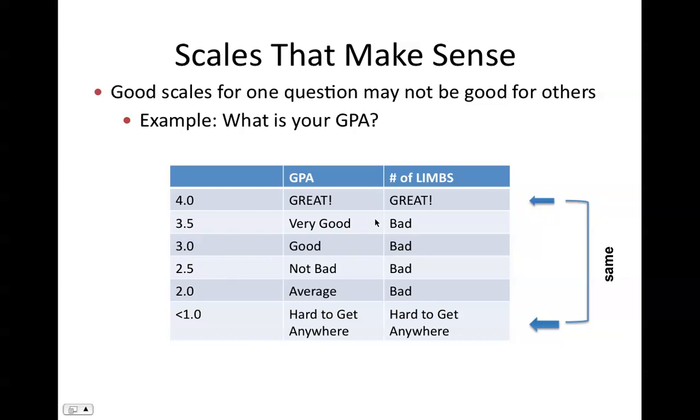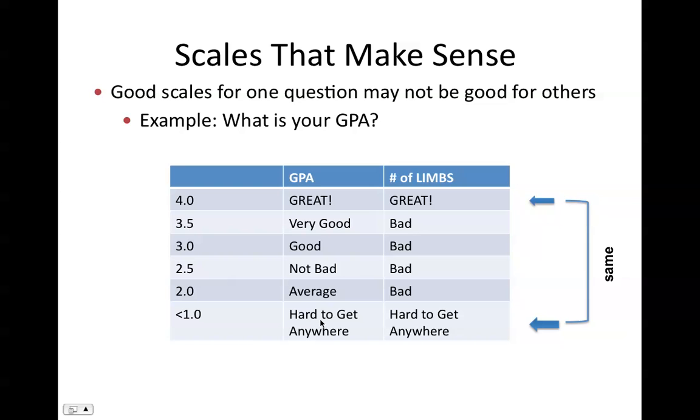Here, you also want to make sure that the scales you use for one question make sense if you're trying to use them for another question. For example, good scales for one question may not be good for others. What is your GPA? Here we have 4.0, it's great. 3.5, it's very good. 3.0, it's good. 2.5 is not bad. 2.0 is average, and then less than 1.0, hard to get anywhere.